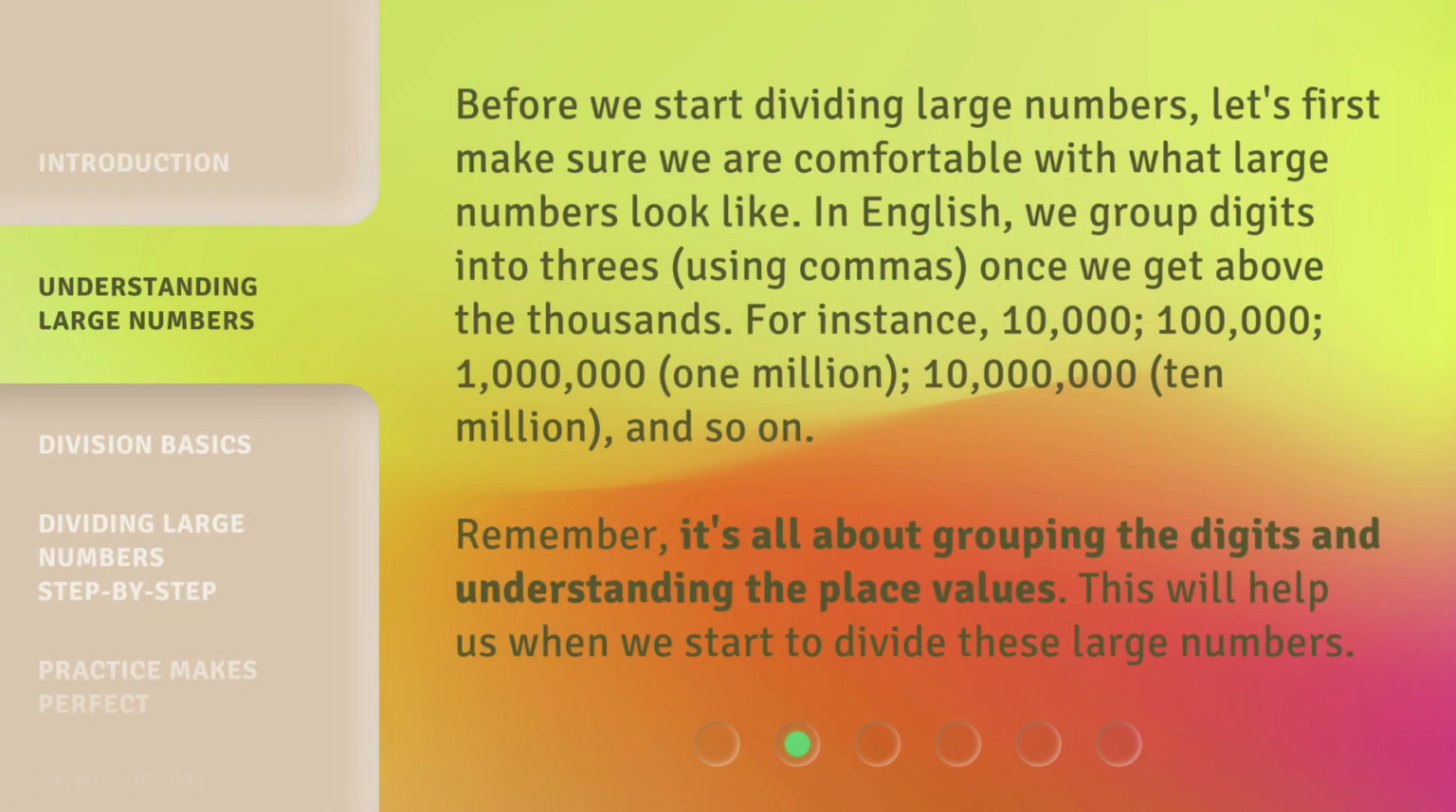Before we start dividing large numbers, let's first make sure we are comfortable with what large numbers look like. In English, we group digits into threes, using commas, once we get above the thousands. For instance, 10,000, 100,000, 1 million, 10 million, and so on. Remember, it's all about grouping the digits and understanding the place values. This will help us when we start to divide these large numbers.